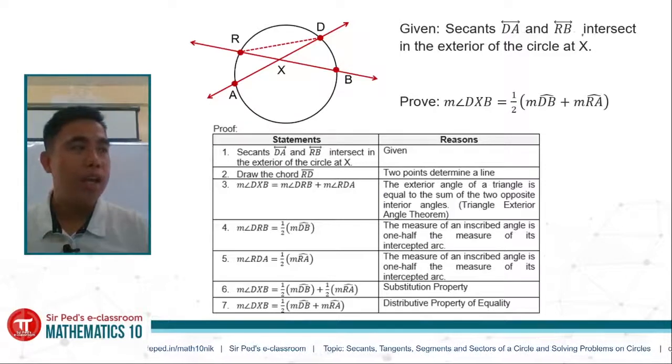Given: secants DA and RB intersect in the, this should be interior.